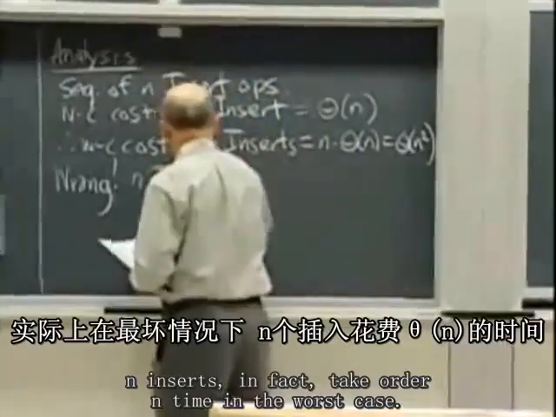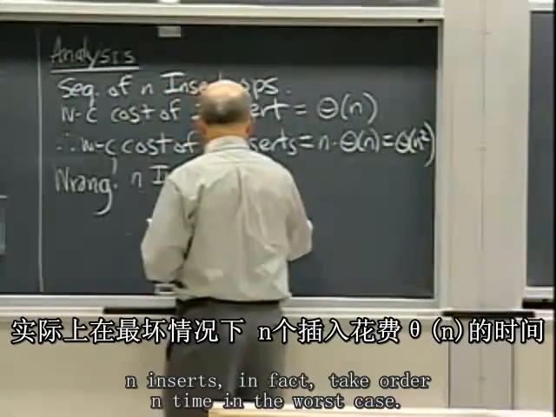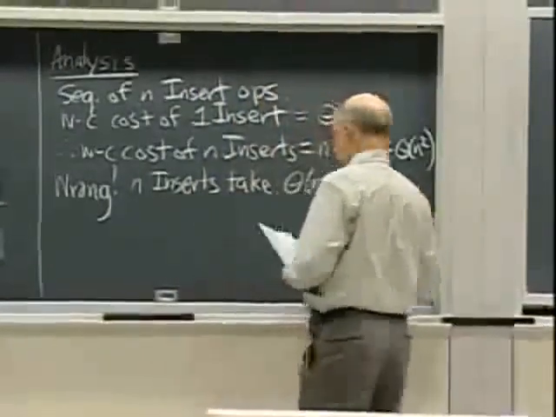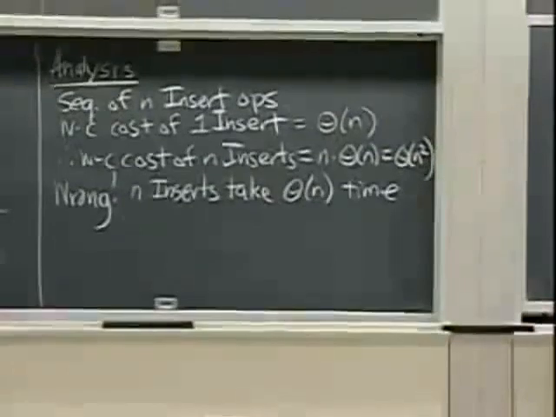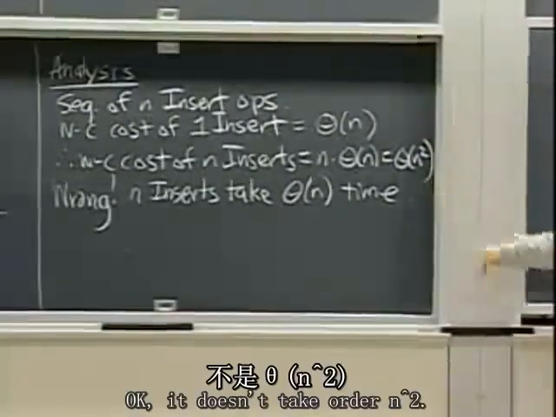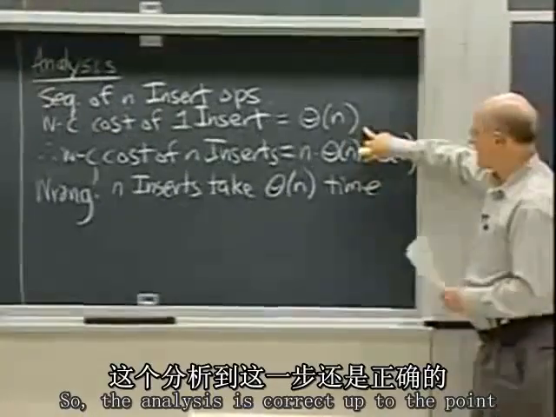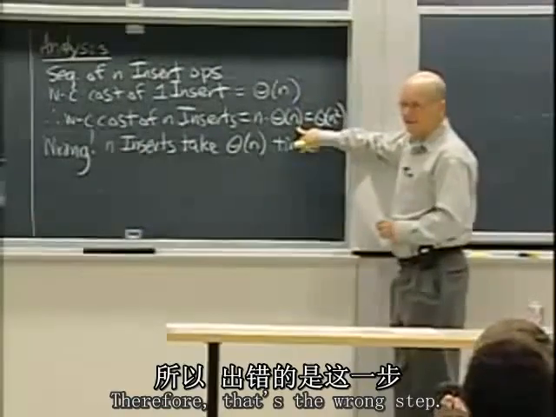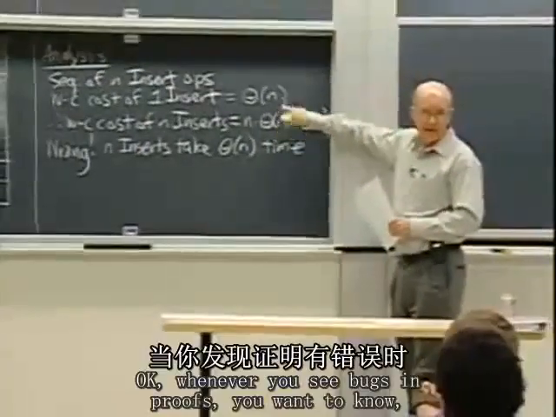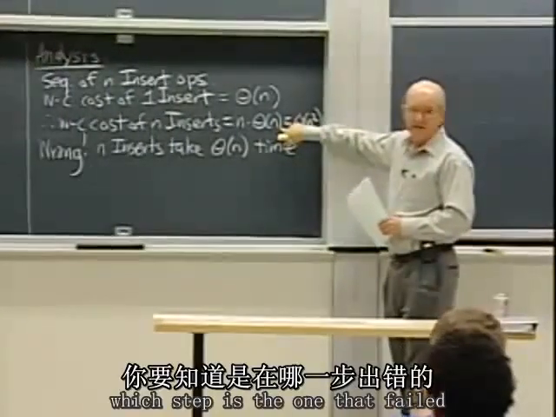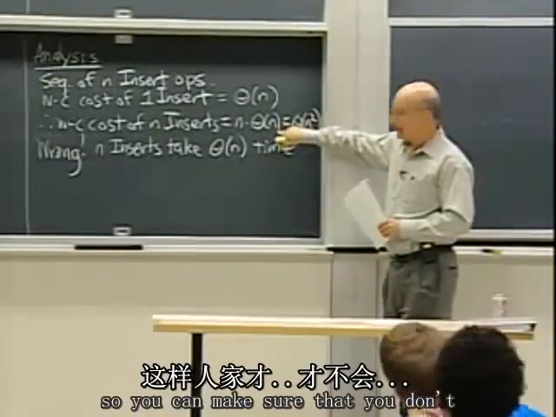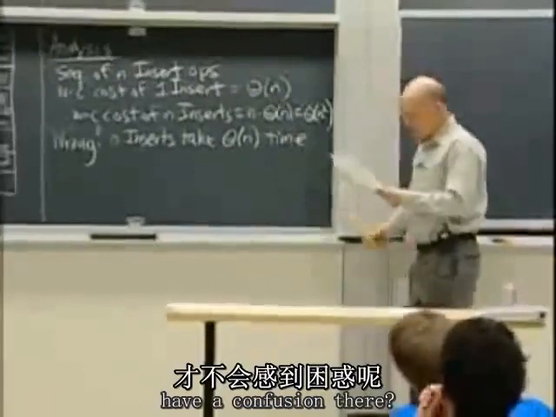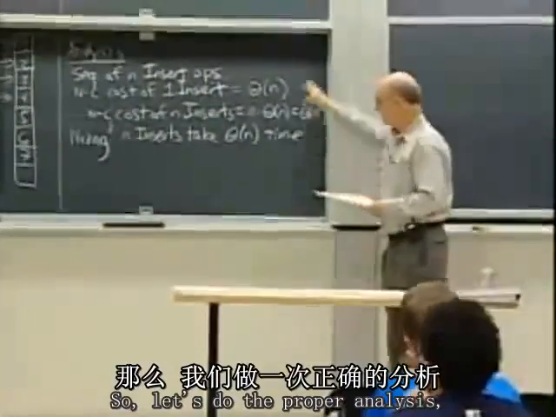N inserts, in fact, take order n time in the worst case. Okay, doesn't take order n squared. So the analysis is correct up to the point where we said the worst case of one insert was order n. That's the wrong step. Whenever you see bugs in proofs, you want to know which step is the one that failed so that you can make sure that you don't have a confusion there. So let's do the proper analysis.